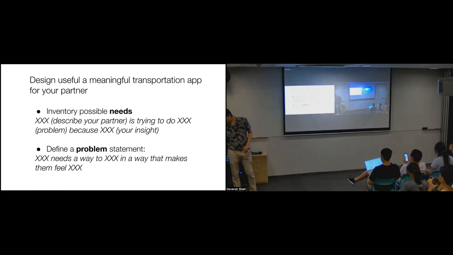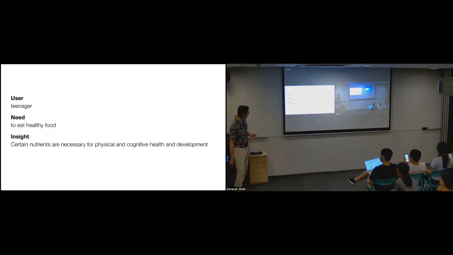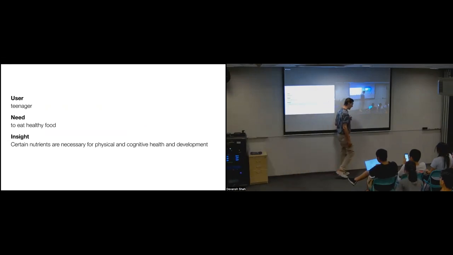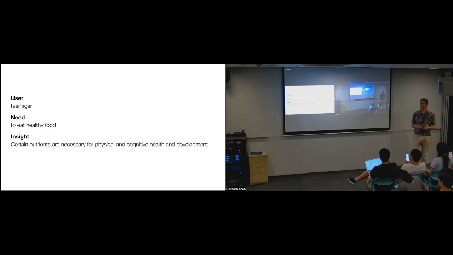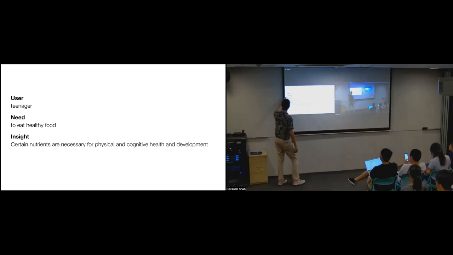What I wanted to give you is two examples of ideation and how these insights, needs and problems, when stated correctly, could be extremely powerful. One of the examples is from a public health survey, when a bunch of researchers got $15 million for research about the health of teenagers. When they were asked to put down the description of the needs and the personas they were helping, this is what they came up with. The users were teenagers. The need is that they needed to eat healthy food, and the insight into this problem is that certain nutrients are necessary for physical and cognitive health and development.